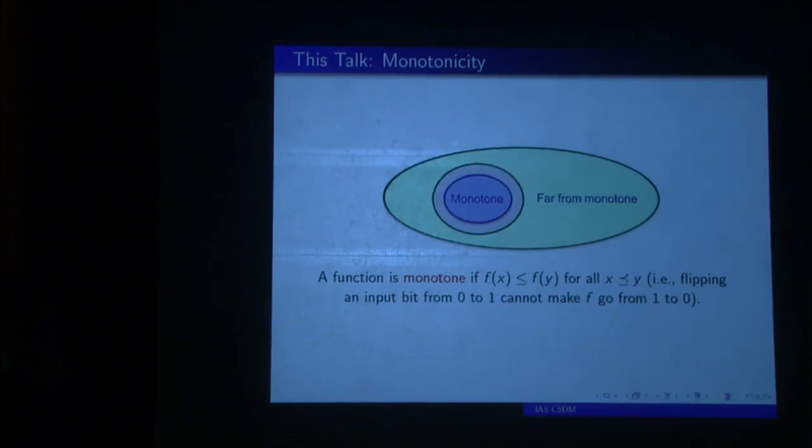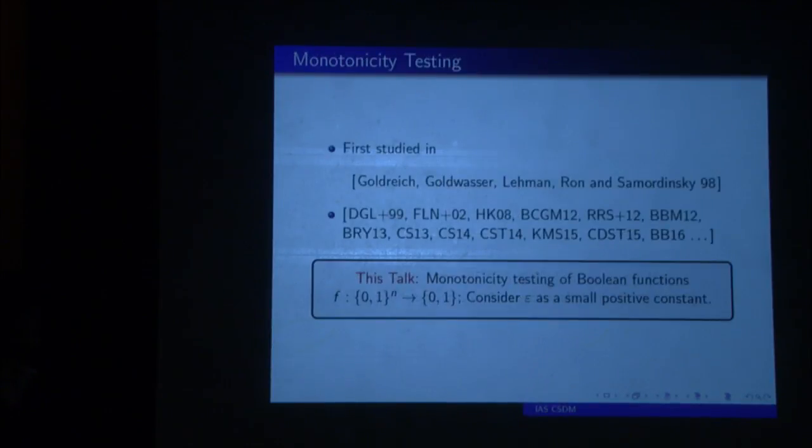So in this talk, I'll focus on this monotonicity property. We'll talk a little bit about a different property at the end. A function is monotone if whenever you flip bits from 0 to 1, the function value cannot go down from 1 to 0. This has been studied as a touchstone problem in property testing. And the first paper is by Goldreich, Goldwasser, Lehman, Ron, and Samorodnitsky on monotonicity.